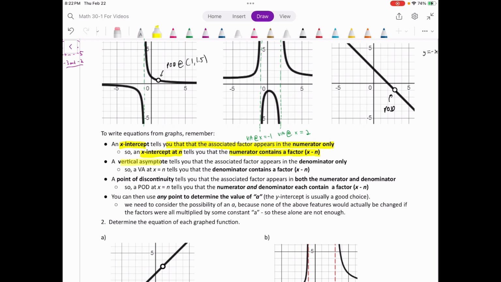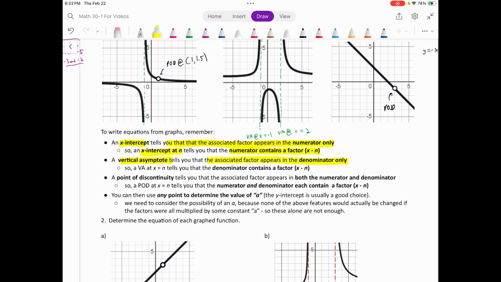A vertical asymptote tells you that the associated factor appears in the denominator only. Again, denominator only because it didn't get canceled out. It really is influencing the overall shape of the graph. X can approach that value but never reach it. So a vertical asymptote on our graph at x equals n tells us that the denominator contains a factor x minus n, and the numerator doesn't contain that factor, so they don't cancel out.